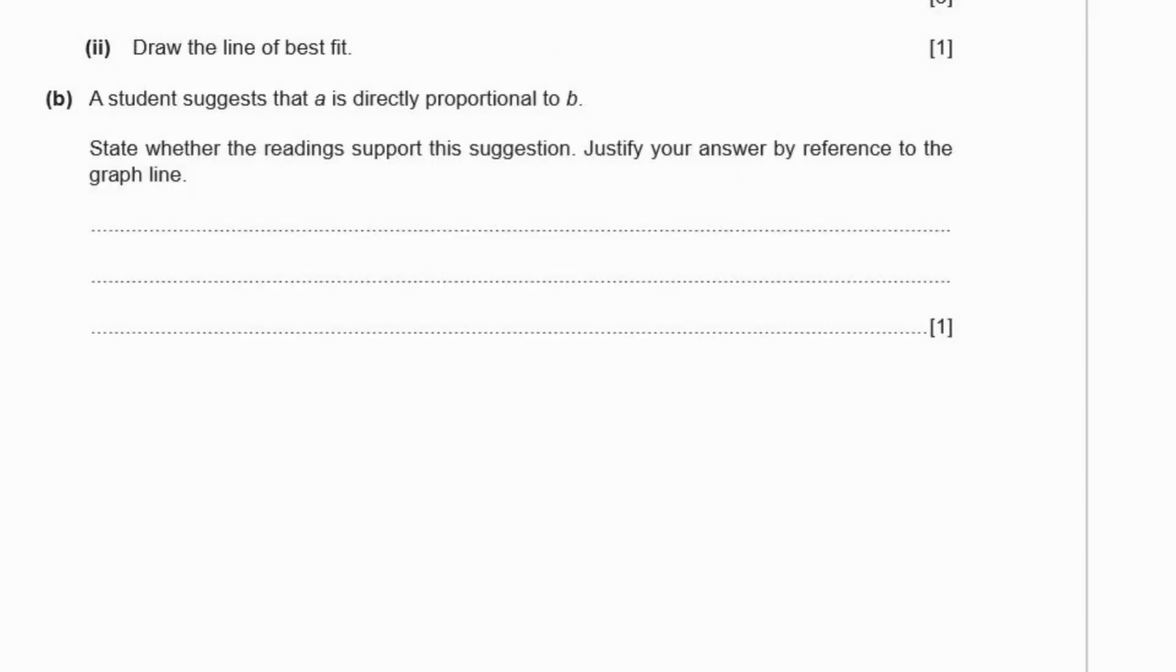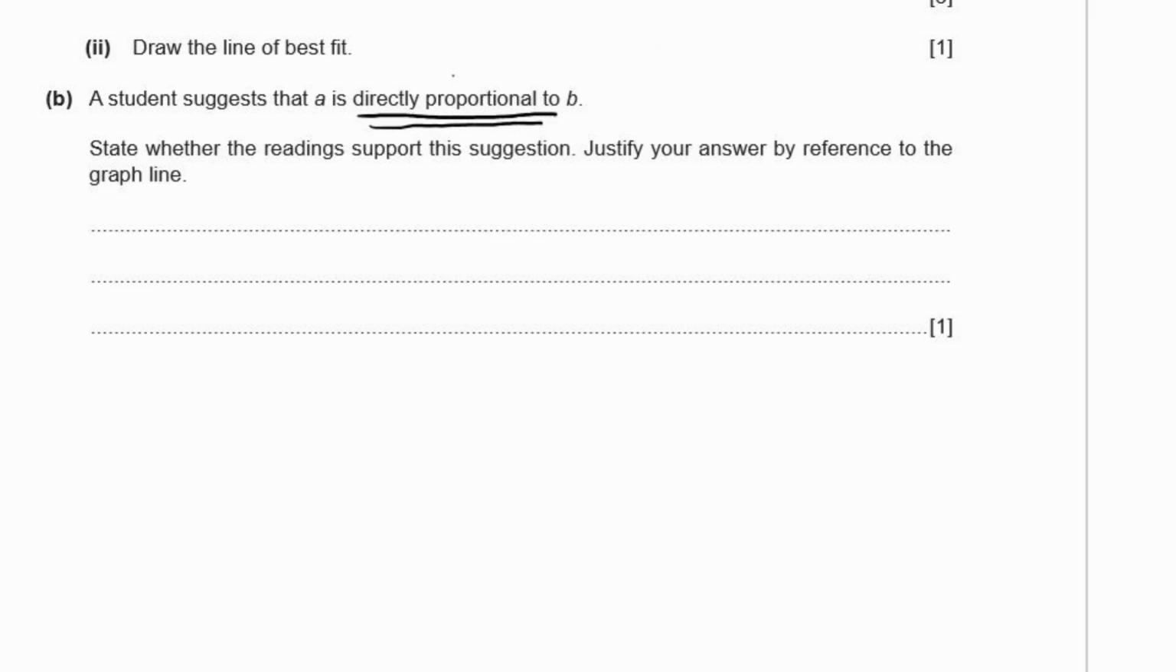B. A student suggests that A is directly proportional to B. Now that's an interesting statement. State whether the readings support this suggestion. Justify your answer by reference to the graph line. Okay, so why is that an interesting statement, that A is directly proportional to B? Because A being proportional to B is just a straight line.